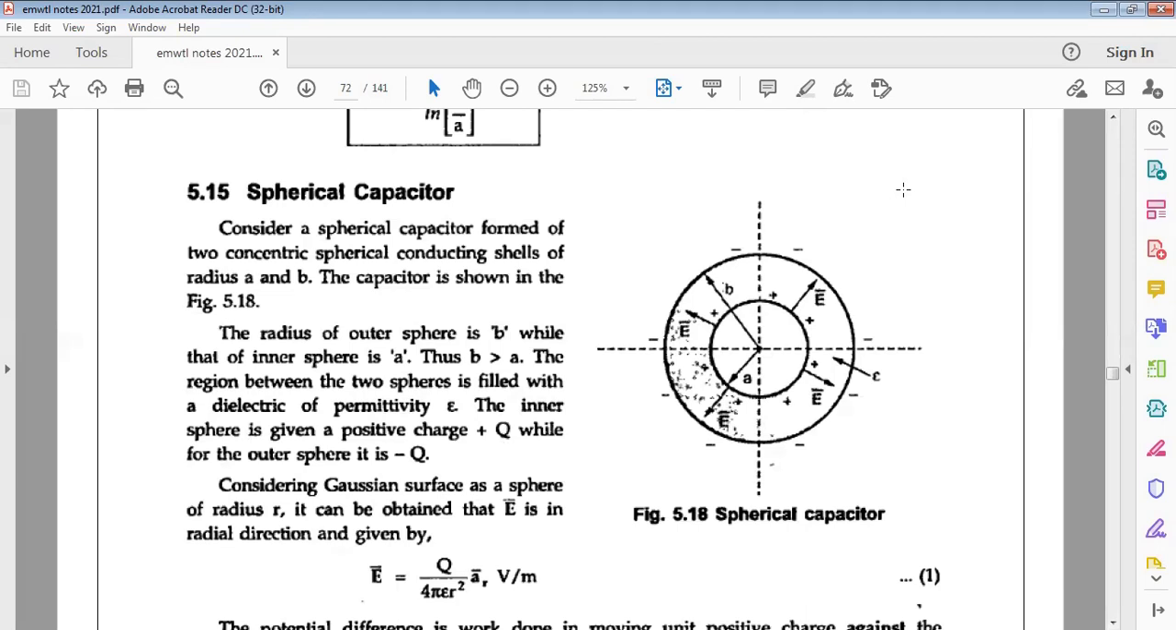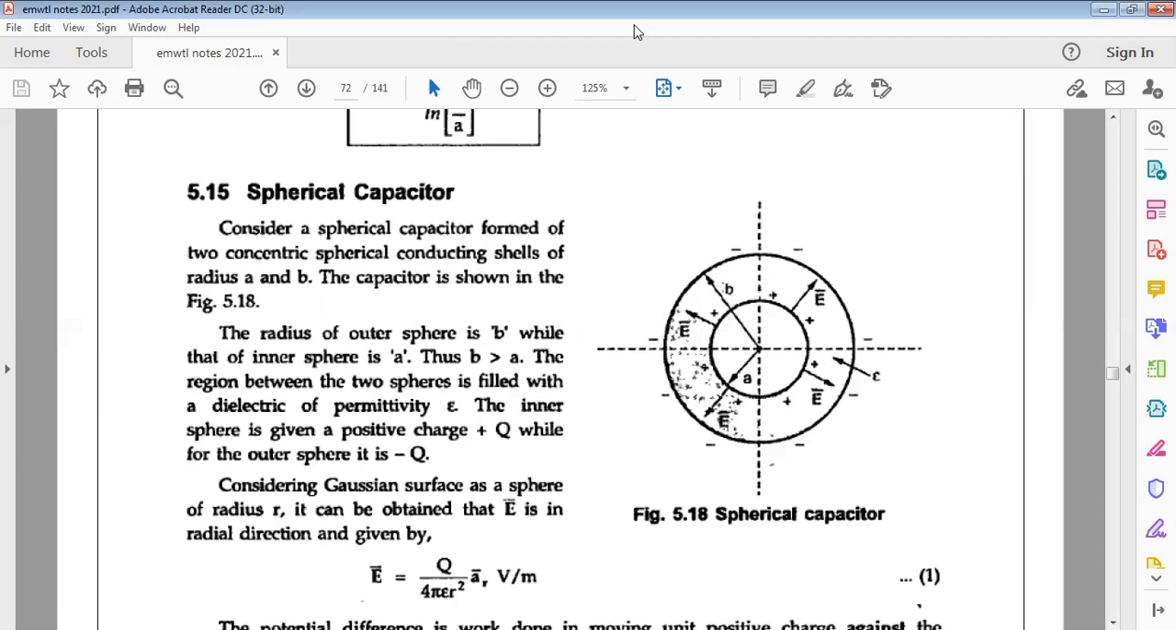Now I am assuming here a spherical shell: a conducting shell of radius A inside with a positive charge Q, and a conducting shell of radius B with a charge minus Q. Consider the Gaussian surface as a sphere of radius R, in between A and B, or inside of A, or outside of B.